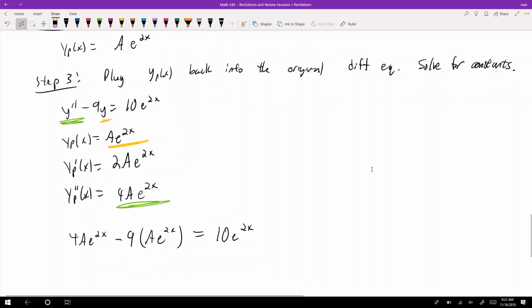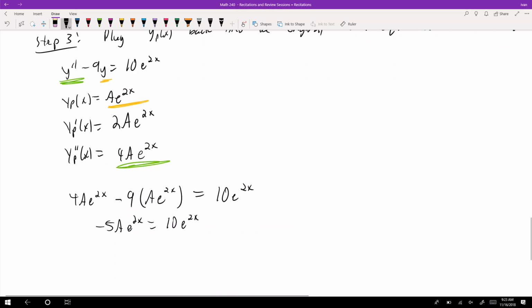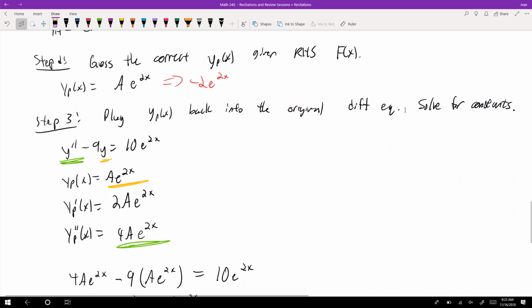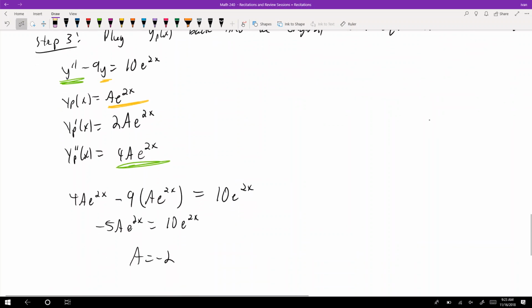So now what you get is negative 5a e to the 2x is equal to 10 e to the 2x. We can solve for my constant a now. A is equal to negative 2. What does this mean? This means that for my original guess of yp of x, a is really negative 2 e to the 2x. So that's really what my yp of x is. We'll write it again down here. So this implies that yp of x is equal to negative 2 e to the 2x.